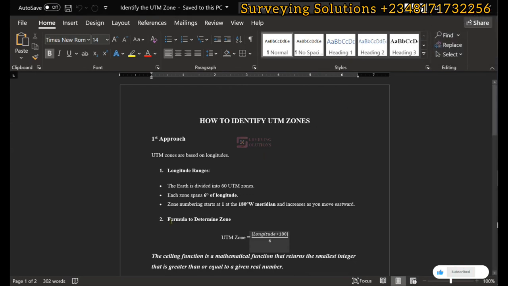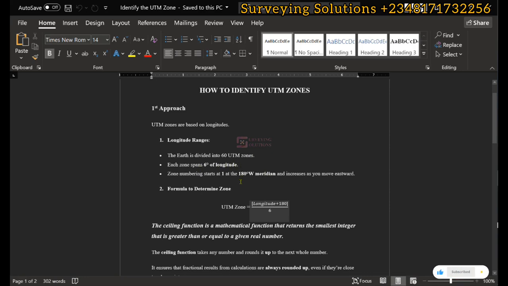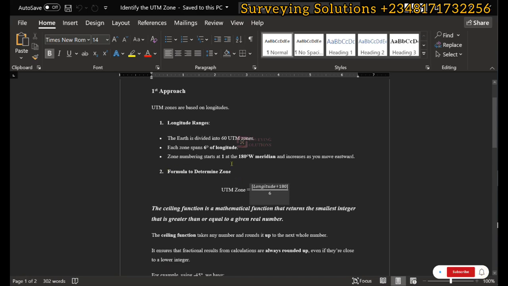right? Good. So we have been told the UTM zones are based on longitude, and the Earth is divided into 60 UTM zones, right? Good. And each of them is 6 degrees of longitude, right? Good. And the numbering starts at 1 at the 180 degrees west meridian, and increases as you move eastward. So these are some basic things to note.